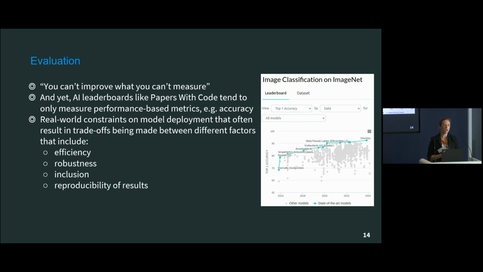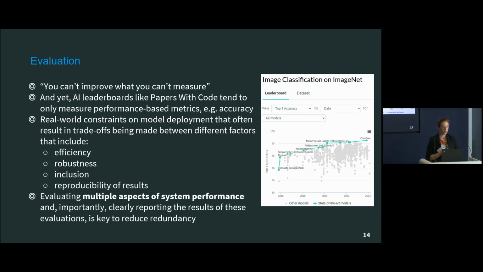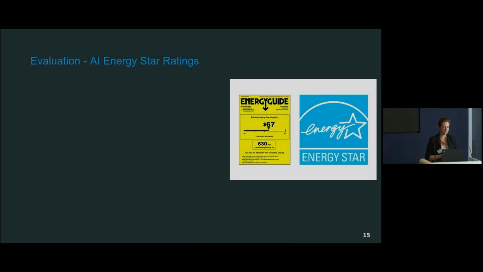I actually spent a year working in finance, and you can't just take a model from Hugging Face and apply it on the stock market. That doesn't work. You need to prove that it's robust. You need to prove that it's representative of the things you want it to be representative of. So evaluating multiple aspects of system performance, not just accuracy or performance, and clearly reporting these results is really important, because you can reduce redundancy, improve robustness, and build upon previous results. My current main project is developing Energy Star ratings for AI, because on Hugging Face, when you pick a model, it often tells you, state of the art on this task, on this leaderboard, but it doesn't tell you how much energy it consumes.